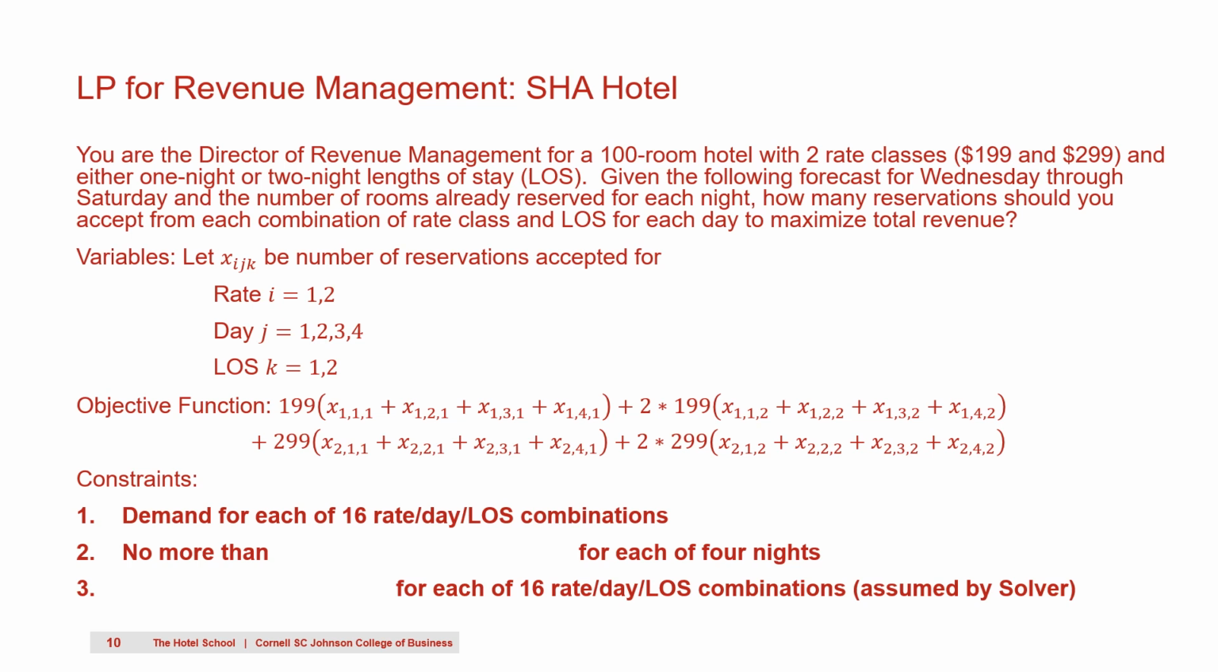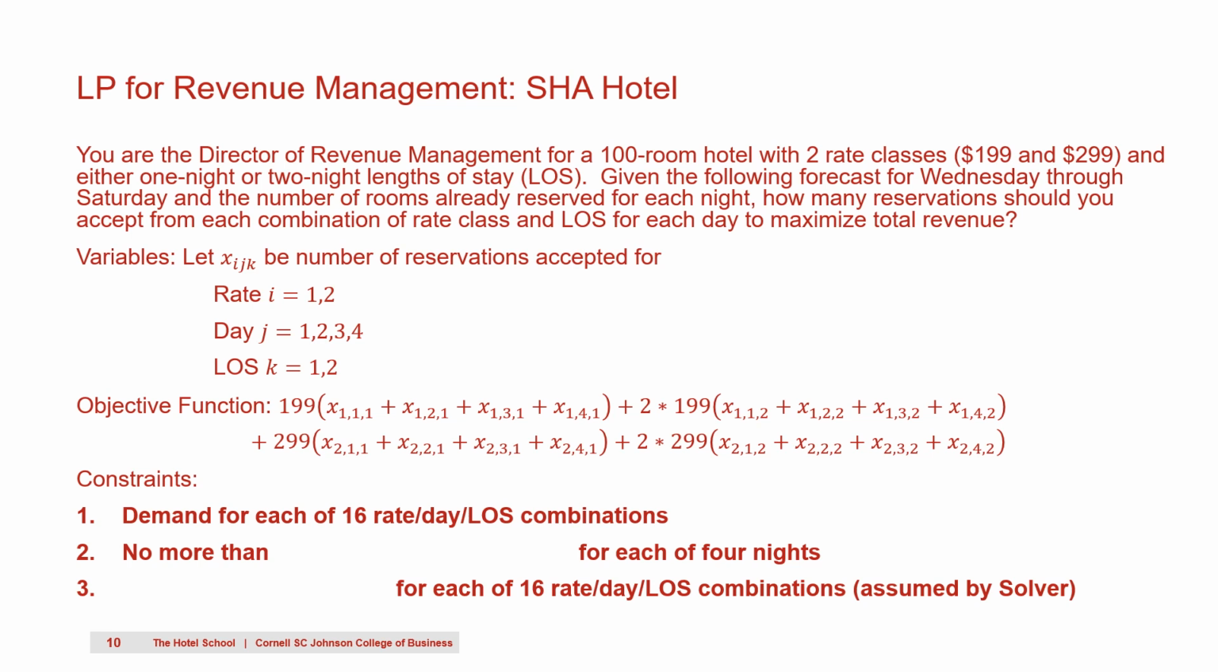Let's talk about a revenue management problem that makes use of sensitivity analysis. Let's say we're running a 100-room hotel with customers buying at $199 per night or $299 per night, and that's either for a 1-night or a 2-night length of stay. We have a forecast for Wednesday through Saturday, and we already have sold some rooms for each night. So how many reservations should we accept from each combination of the rate class and the length of stay if we want to maximize our revenue?